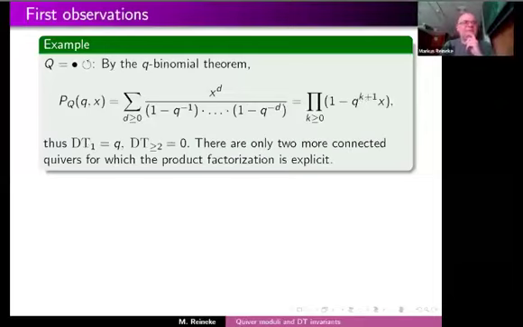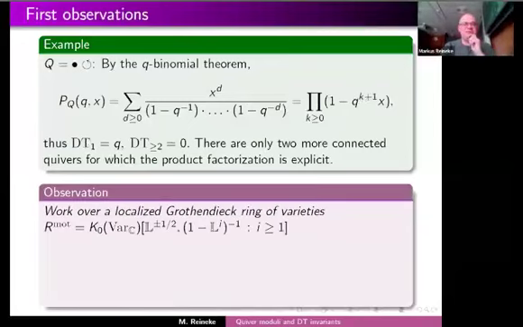Okay, and in fact, there are only 2 more quivers for which an explicit product factorization of this P series exists, and where it is really explicit. One example is the quiver which is just a vertex and no arrows at all, and the other is the example where you have 2 vertices and 1 arrow in each direction. So these are the 3 connected quivers for which you can do this infinite product thing by hand, and where you know all the DT invariants by hand. And in all other cases, the DT invariants are not known in a closed formula. So this is really something very, very non-trivial.